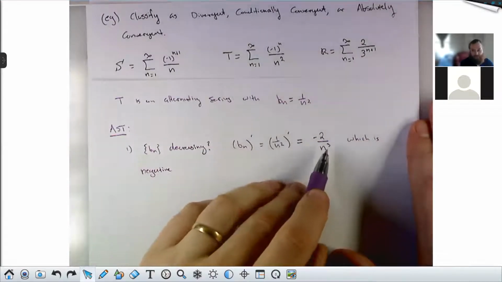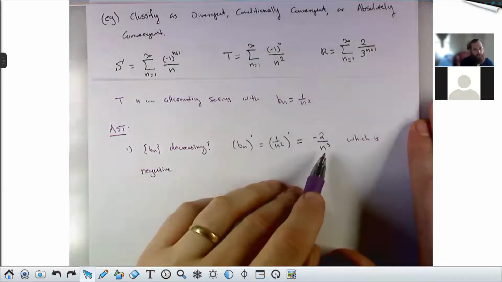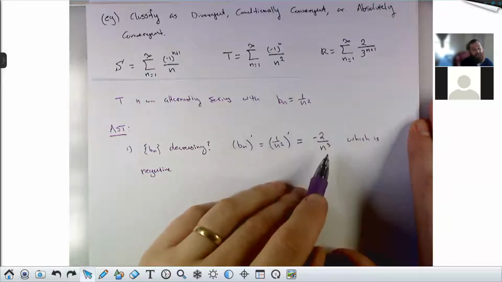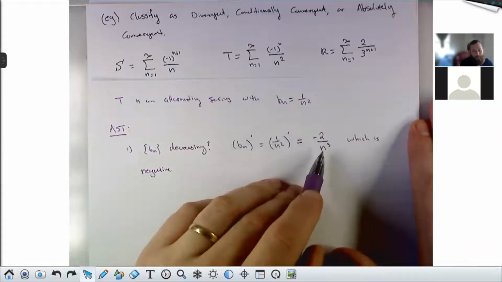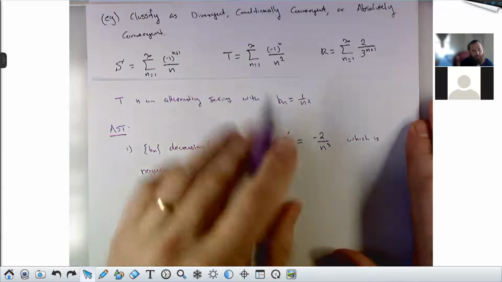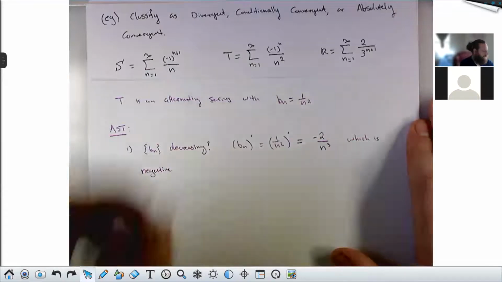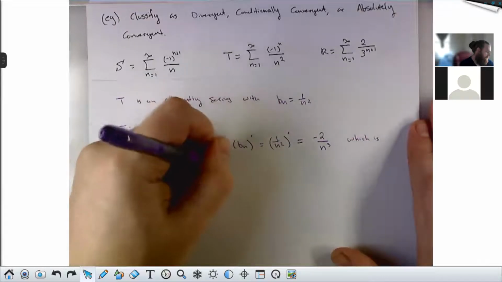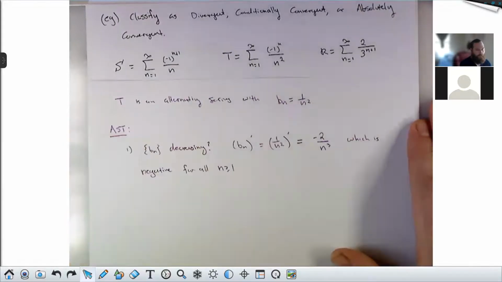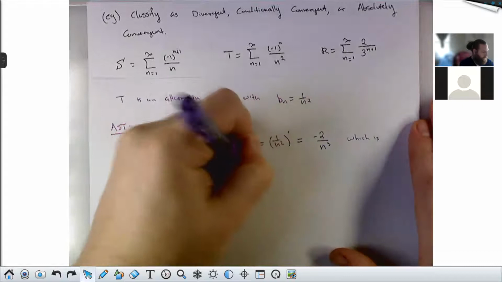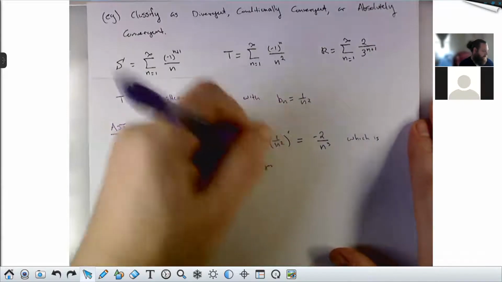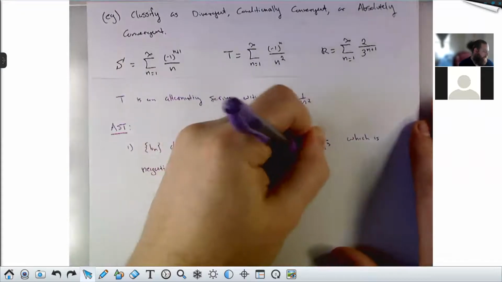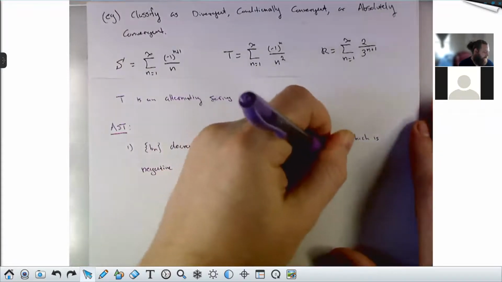Well, the bottom has the same sign as n, right? If n is positive, then the bottom is positive, so the whole thing is negative. If n is negative, then the top and bottom are both negative. But here I'm only considering n which are greater than or equal to 1. So this is negative for all n greater than or equal to 1. That is true. So yes, the sequence Bn is decreasing.